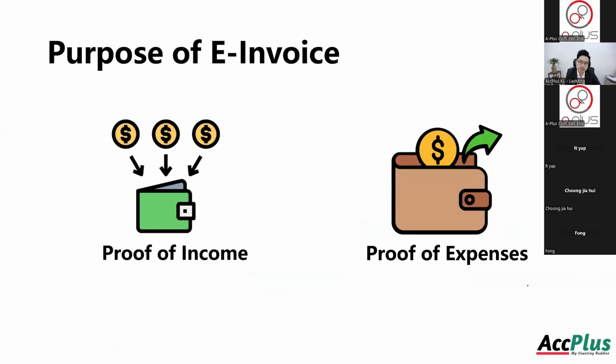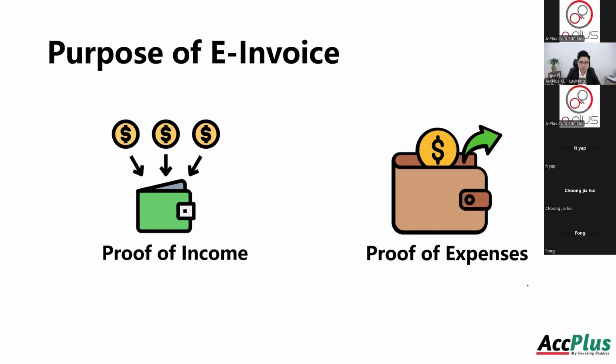The first type we call the proof of income. Whatever income you receive from your customer, you have to raise an e-invoice to your customer. When your customer receives your e-invoice, for your side, that is your income, right? But on the other side, the customer side, that is the expense. So the e-invoice serves two types of purpose. The first one is the proof of income. If you have income, you have to raise the invoice to let the income tax, let the government know, hey, today you have this kind of income already.